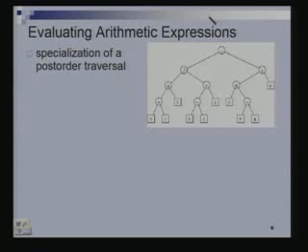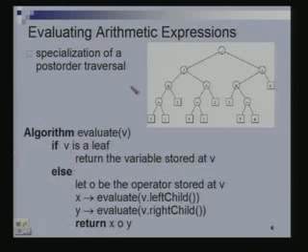So, as you can see, it is like a post-order traversal now. We have to compute first the value of this, then the value of this, and then take their difference, which is the operator sitting in this node. And how do I compute the value of this? Well, I have to compute the value of the left subtree, the value of the right subtree, and then do the division, because that is the operator sitting here.